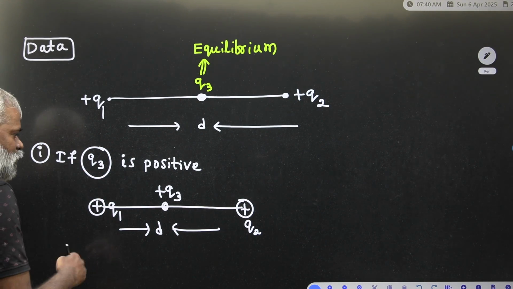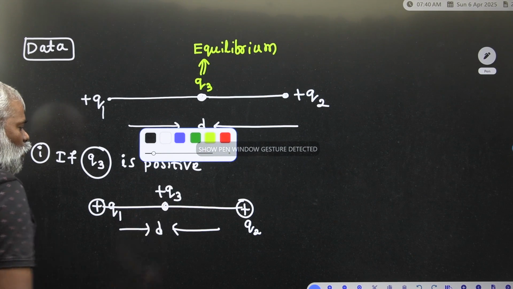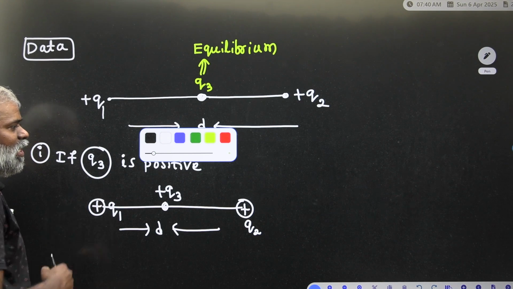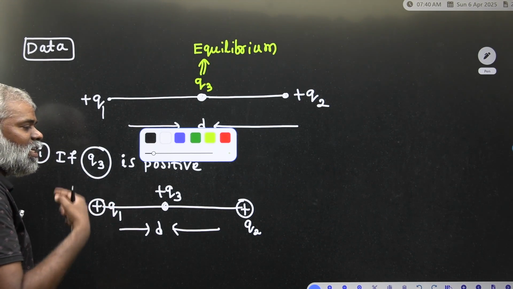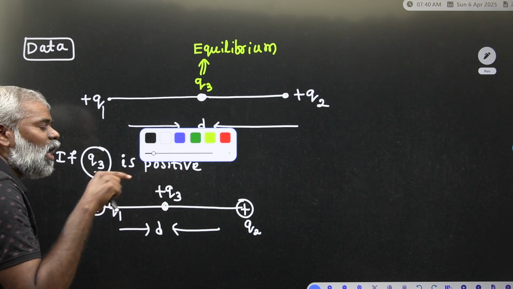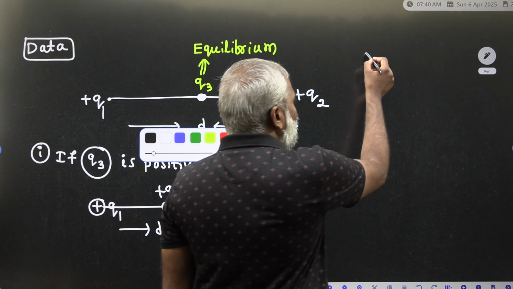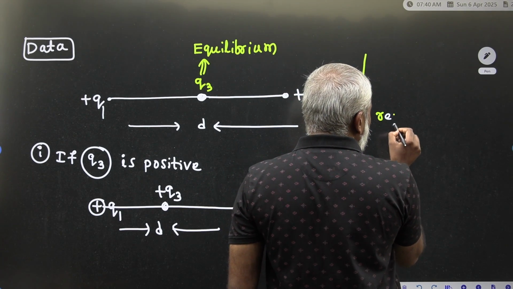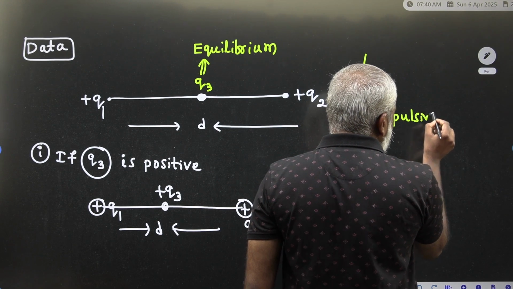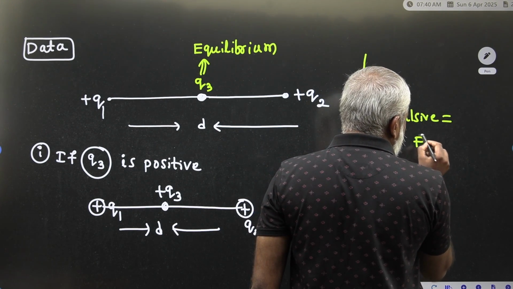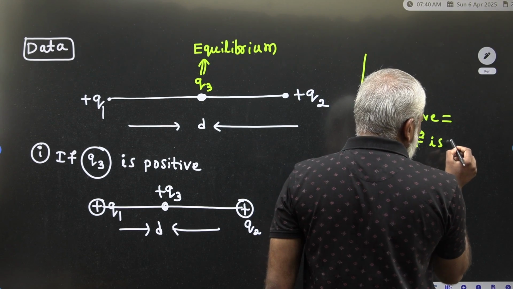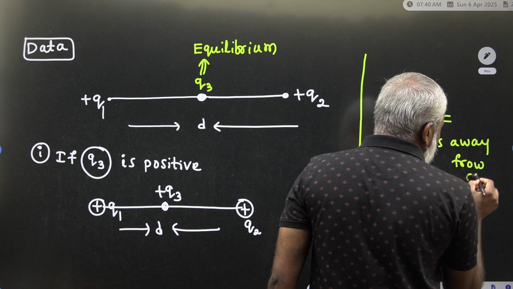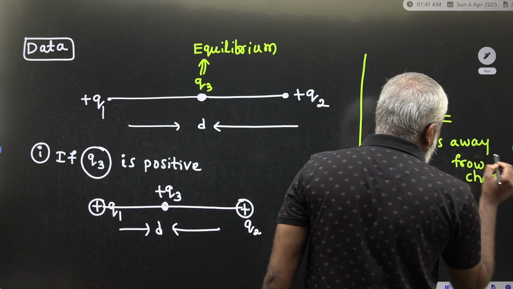Now you are able to observe the forces. These two are positive charges, so there is repulsion. If it is repulsion, that force is away from the charge. Now you have to remember, I am giving you a hint: if it is a repulsive force, the force direction is away from the charge.